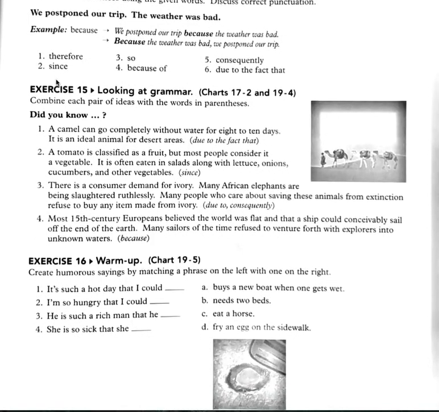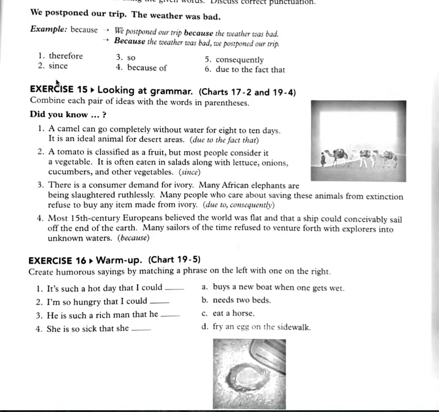All right. Let's look at exercise 15. On exercise 15, ladies and gentlemen, it says combine each pair of ideas with the words in parentheses. Number 1, a camel can go completely without water for 8 to 10 days. It is an ideal animal for desert areas. So where would you use due to the fact that? At the beginning or in the middle?